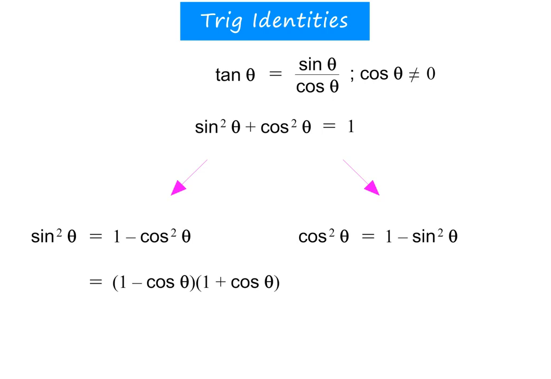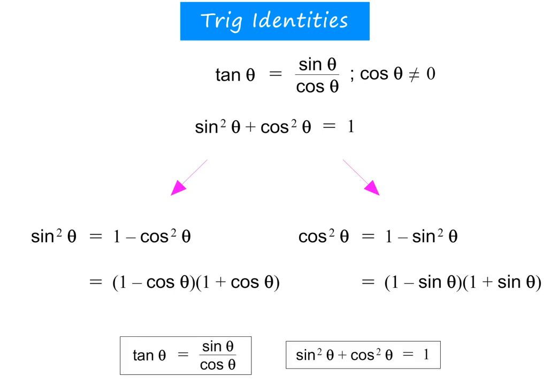By rewriting the identity in this way, we get the difference of two squares. In other words, sine squared theta also equals 1 minus cos theta times 1 plus cos theta. In the same way, cos squared theta also equals 1 minus sine theta times 1 plus sine theta. Writing it in this way can sometimes be very useful. These are the two identities you need to get to know like the back of your hand if you want to have success with trigonometry.